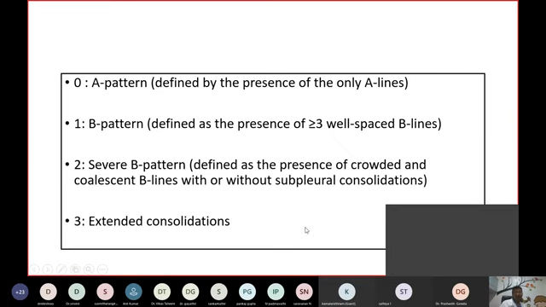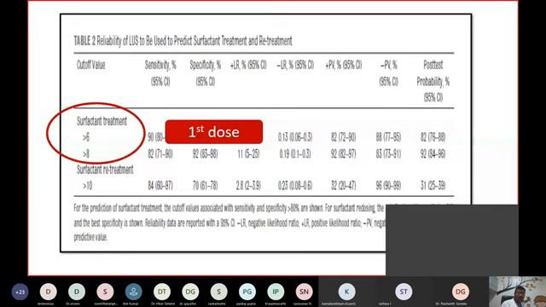So for example, in the upper anterior you see only B lines, so the score is 1. Lower anterior, you see some subpleural consolidations, that is 2. And in the lateral area, you see extensive consolidation. So your total lung ultrasound score becomes 6. Like that you are going to calculate. And what they found is that a score of 6 to 8 predicted the requirement of the first dose of surfactant, and a score of more than 10, which they did after 10 hours, predicted the requirement of a second dose of surfactant.